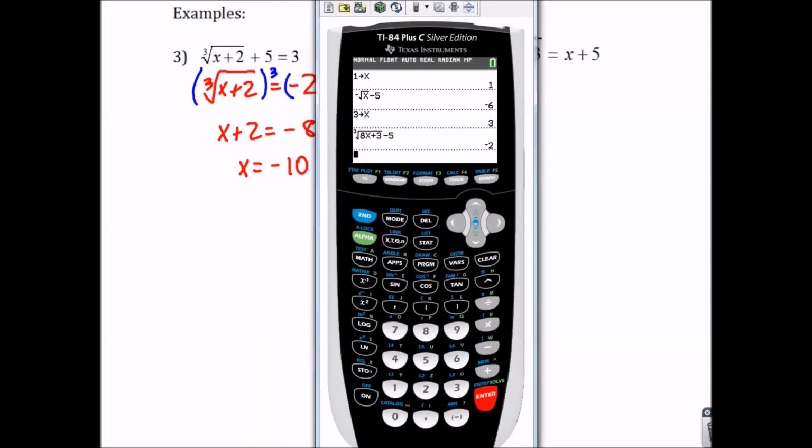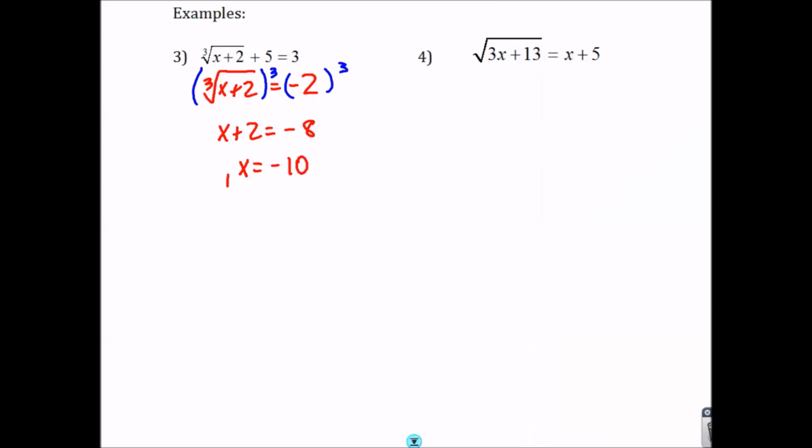So if I plug this in the calculator, store -10 for x, cube root of x plus 2 plus 5 gives me 3. So this works.